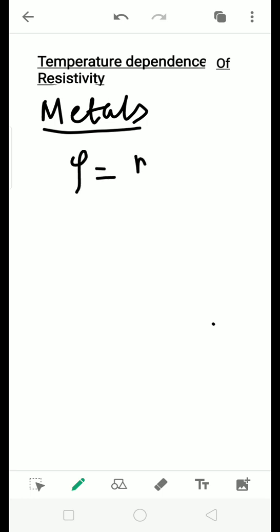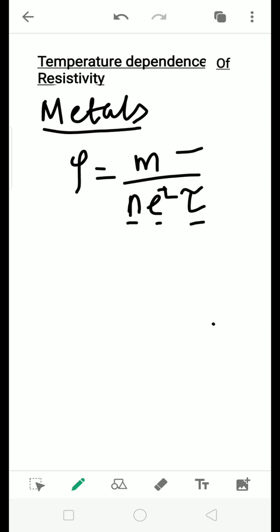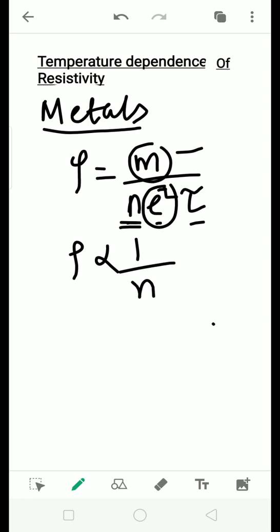As we know, the equation for resistivity is rho equals m divided by n e square tau. Here m is the mass of electron, e is the charge of electron, n is the number of electrons per unit volume, that is number density, and tau is the relaxation time. As you can see, m and e are constant, so rho depends on the number density inversely, and it also depends on the relaxation time inversely.